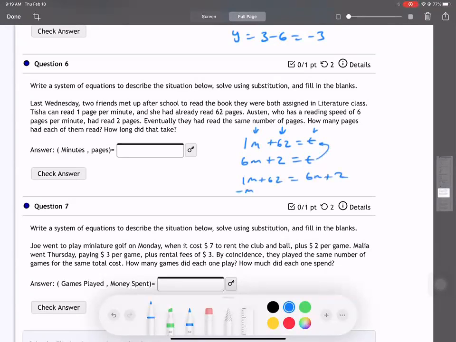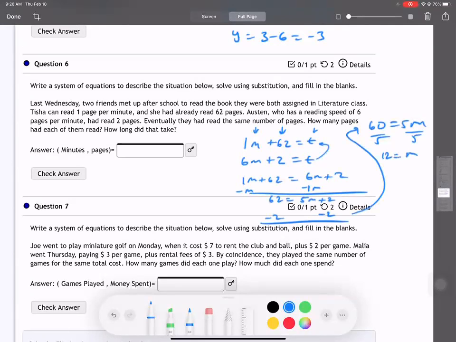And then we're going to combine our m's. 62 is equal to 5m plus 2. I'm going to minus 2 from both sides. Running out of space. We're left with 62 minus 2 is 60 equals 5m, divided by 5 on both sides. Turns out it took them 12 minutes to catch up to each other.